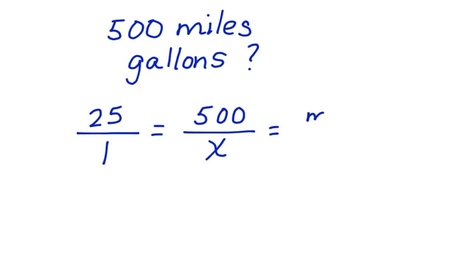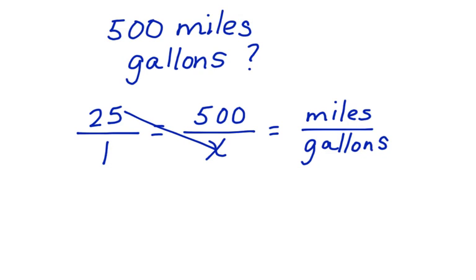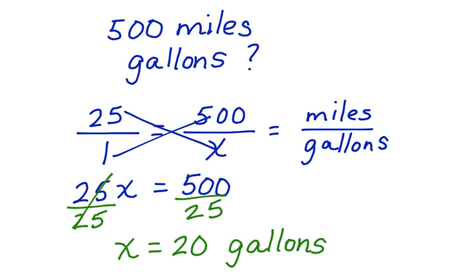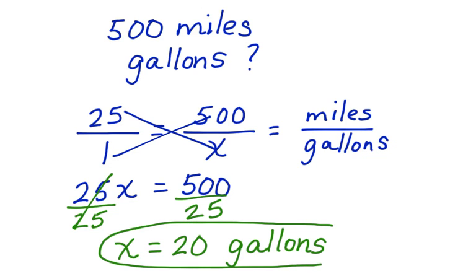Notice that miles is still in the numerator and gallons is still in the denominator. Now let's cross multiply. 25 times x is 25x. 1 times 500 is 500. To solve for x, we're going to divide both sides by 25. Bring down the x, these cancel. 25 goes into 500 20 times. To travel this distance, the family is going to need to purchase 20 gallons of gasoline.